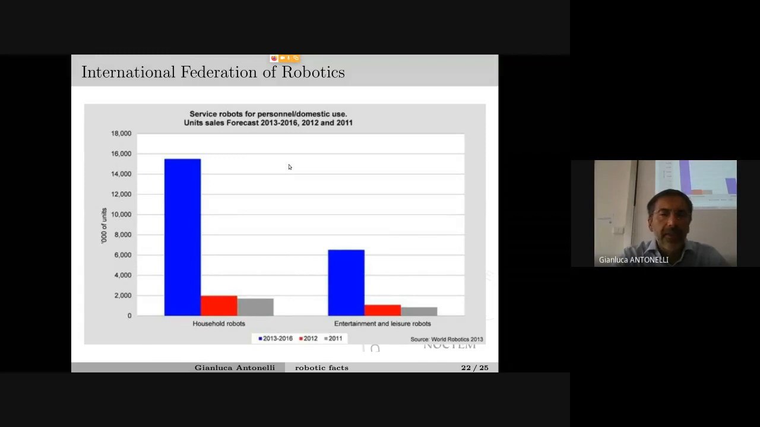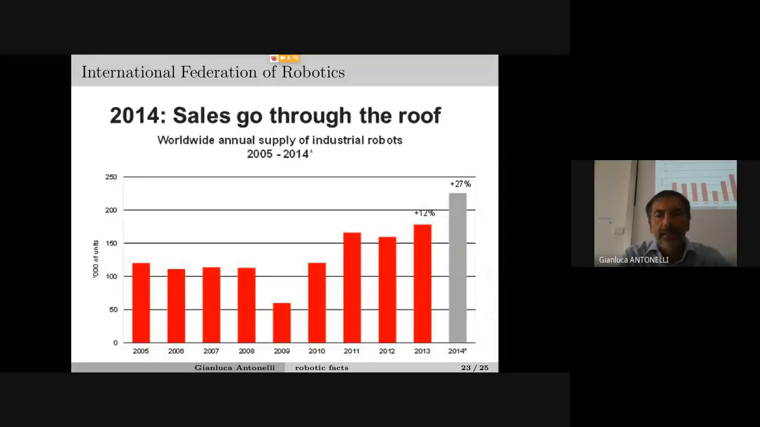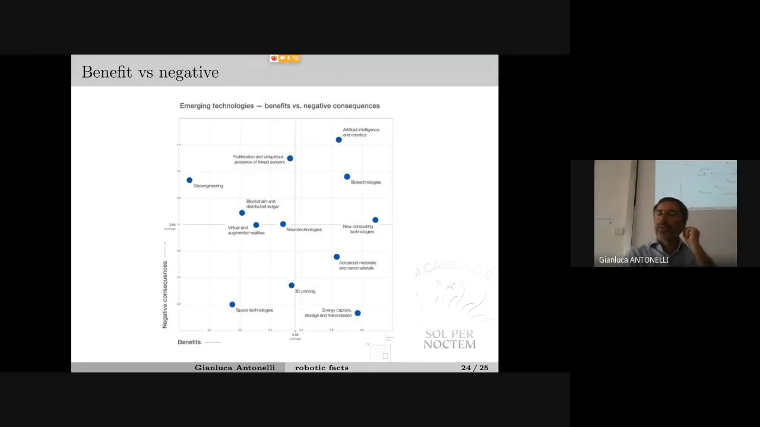Here, this is a very poor way to make plots. I'll tell you why. Those are the plots of units sold for personal domestic use. In gray is 2011, red is 2012, and then they collected three years in the blue column. So it's quite difficult to appreciate. Okay? So it's not very clear. Again, sales are increasing except for 2009, when we experienced an economic crisis.